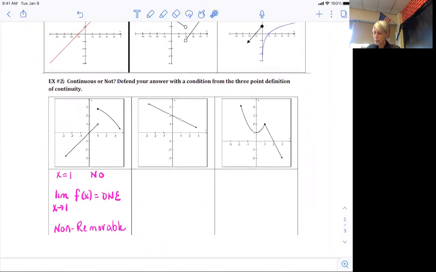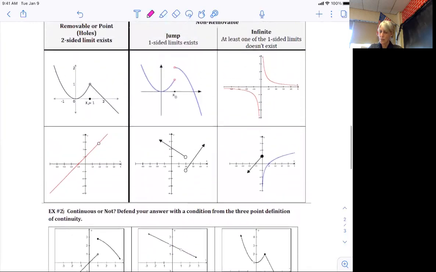In our next example, when x equals 1, is this function continuous? I have a limit, but I don't have a function value. When I plug in 1, I don't know, because f of 1 is undefined. This is called a removable. This fits this category over here.